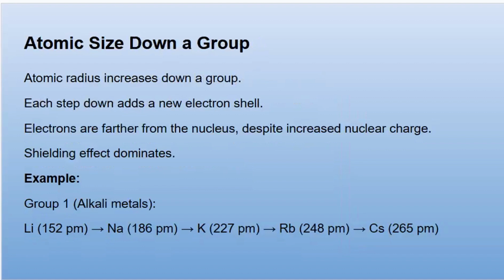Now let's look down a group, from top to bottom. Here the trend flips. Atomic size increases as we go down. Why? Each new element adds a new electron shell. Even though there are more protons, the shielding effect grows stronger. That shielding reduces the attraction on outer electrons, letting the atoms expand. Example, group 1 alkali metals: lithium, sodium, potassium, rubidium, cesium. The size goes from 152 picometer to a whopping 265 picometer. So the lower you go in a group, the bigger the atom becomes.